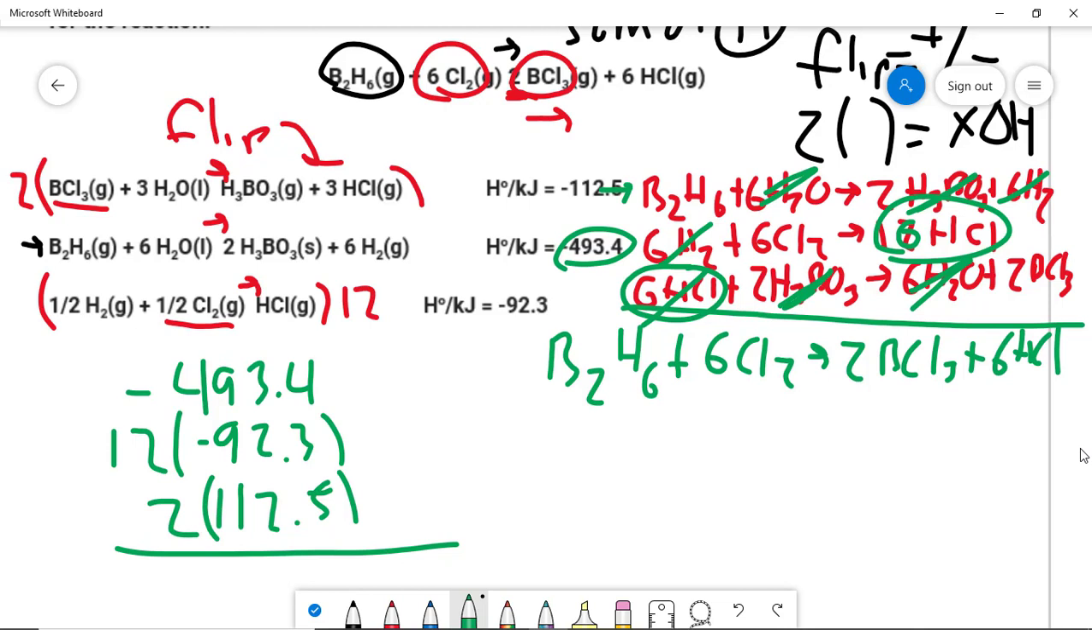So for this entire reaction here, my delta H is negative 1,376 kilojoules per mole.